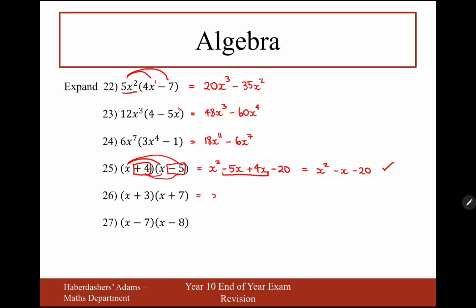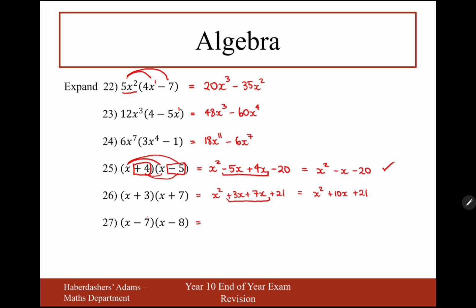Moving on to the next one, we'll do it nice and quickly. x squared plus 3x plus 7x plus 21. And to simplify the middle two terms together, that's going to give us x squared, add 10x, add 21.